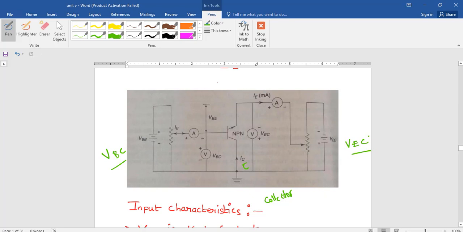Here collector is common. Here the input current is IB. Here the output current is IE. What is input characteristics? A graph drawn between VCB and IB when VCE is constant. What is output characteristics? A graph drawn between VCE and IE when IB is constant. This is called as input and output characteristics curve for a common collector configuration.